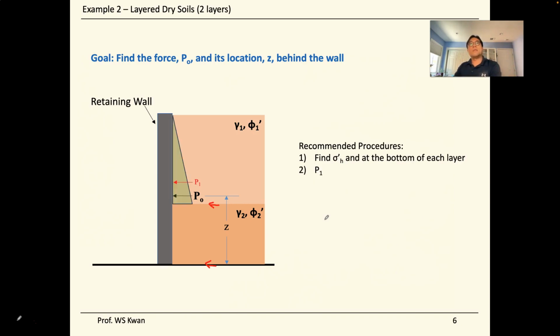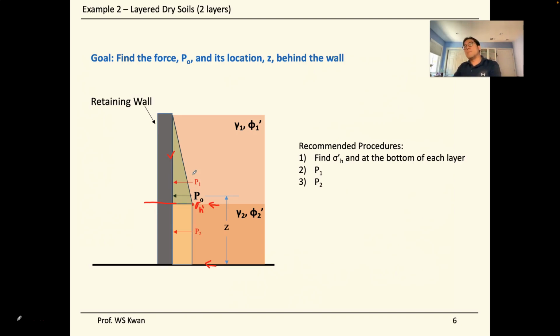Next, you will find P1. Since you know this horizontal stress right here, you also know the vertical dimensions. Then the force from this first layer on the upper portion of the retaining wall will be equal to P1. So P1 will be equal to the area of this green triangle. Once you find your sigma H1 there, you know the height, so it's 1/2 of the horizontal stress times the height. That is the area of the green triangle, and that is equal to P1 here.